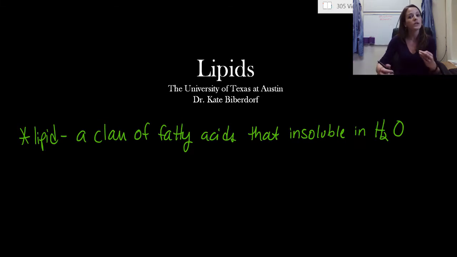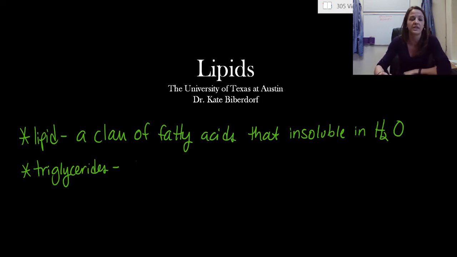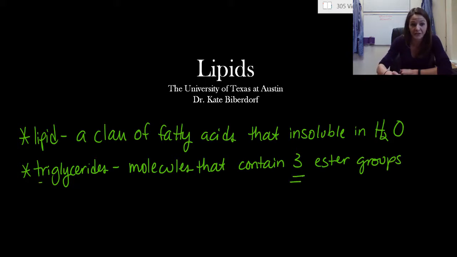So now, more importantly, a class of lipids are called triglycerides. Triglycerides. Okay, make sure you can spell that. Now, triglycerides are molecules that contain 3 ester groups. Okay, 3. It is very specific. It must have 3. We're calling them triglycerides. You have to have 3 ester groups.